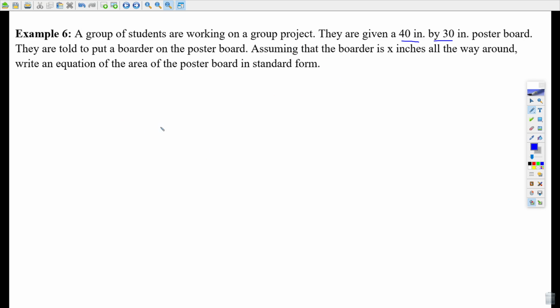Okay, so they're buying a poster board. Let's draw a poster board. It's not going to be that straight. It's going to be rectangular in shape. It's 40 by 30. So I'm going to label this as a length here. So we have 40 by 30.